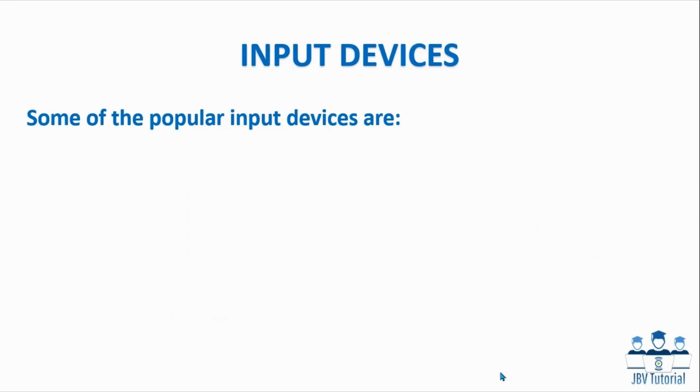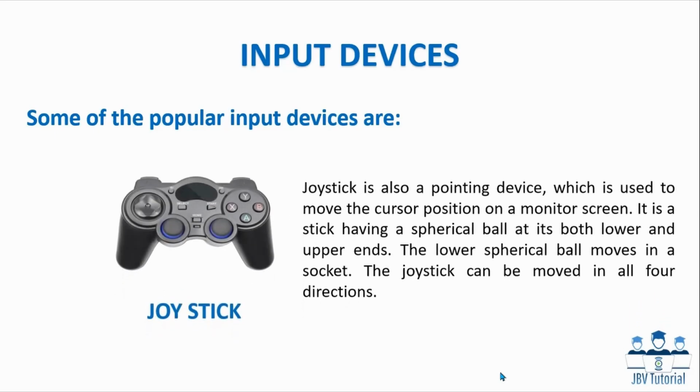3. Joystick. Joystick is also a pointing device, which is used to move the cursor position on a monitor screen. It is a stick having a spherical ball at both its lower and upper ends. The lower spherical ball moves in a socket. The joystick can be moved in all four directions. The function of the joystick is similar to that of a mouse. It is mainly used in computer-aided designing (CAD) and playing computer games.